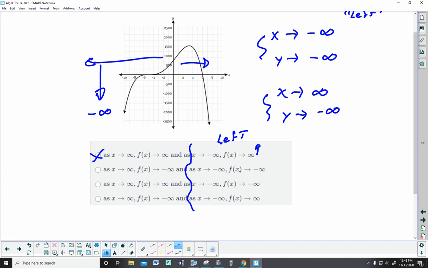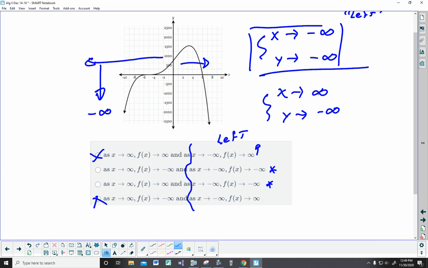As x goes really far left, the y's go really far down. That's what this says. That's this piece up here. So this is a possibility. So that might work. But notice, it also says it here. So these two might work. This one cannot. So now it's a choice of these two.